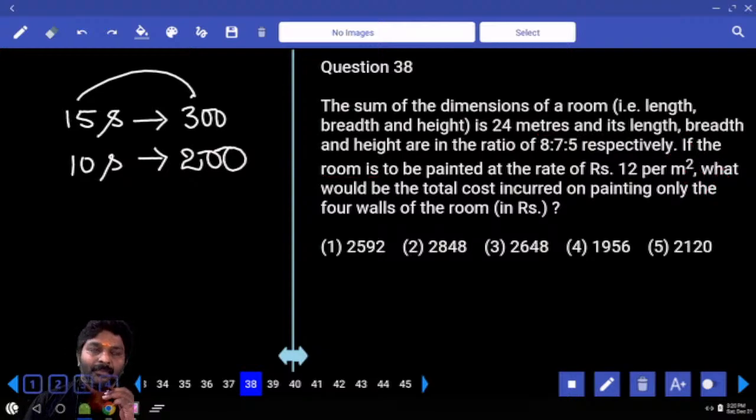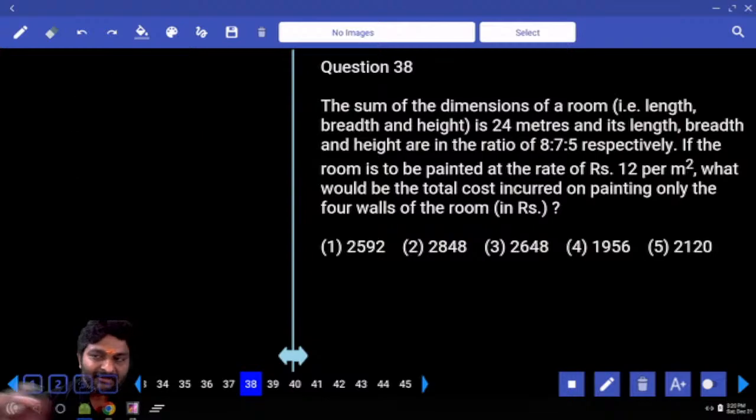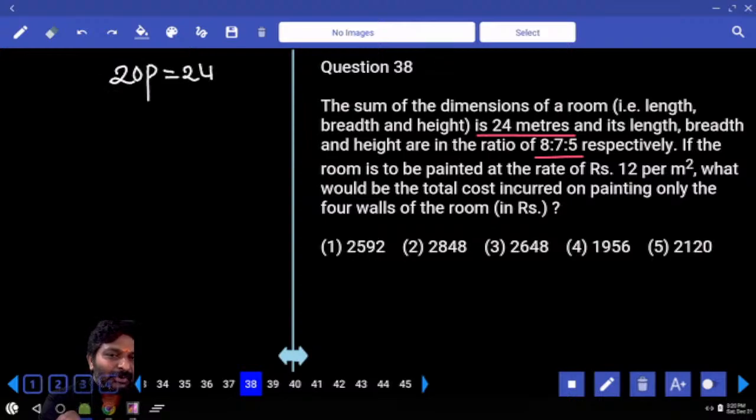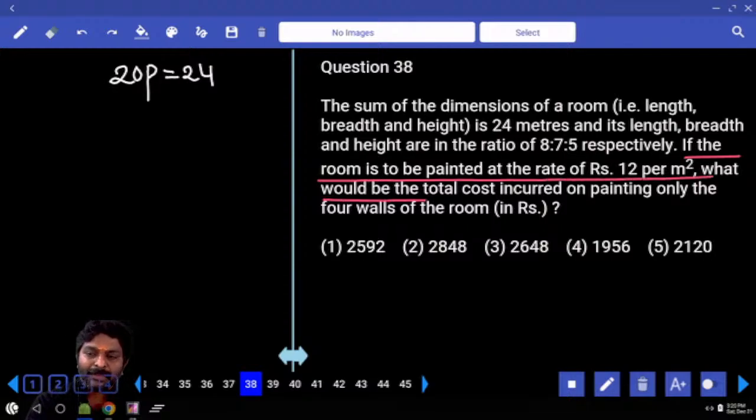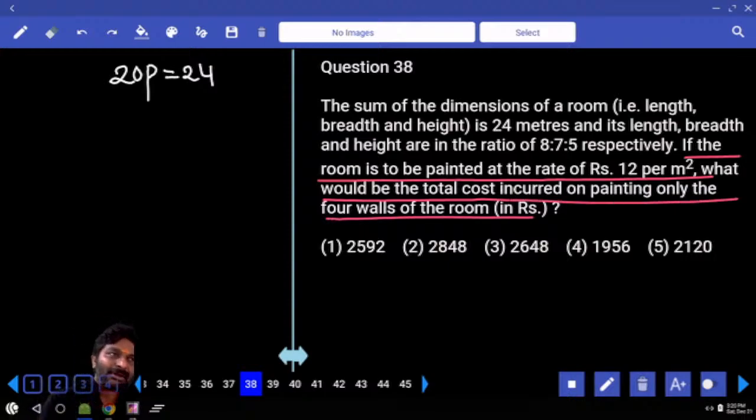Clear? Come on. The sum of the dimensions of a room is 24 meters, and length, breadth, height are in the ratio 8:7:5. In total, how many parts do we have? How many parts? Which is equal to 24 meters only. If 20 parts is equal to 24, don't try to calculate what one part value is. If the room is to be painted at the rate of 12 per square meter, what would be the total cost incurred on painting only the 4 walls?